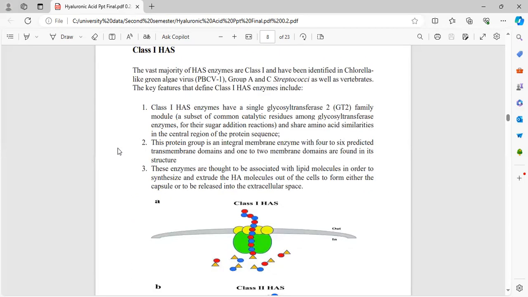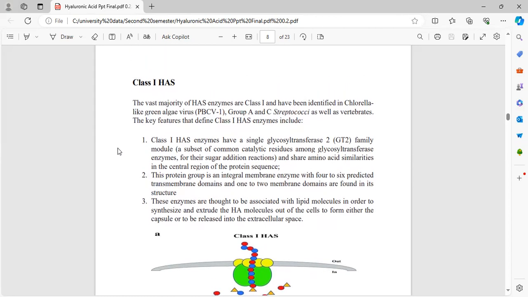Now I will explain class 1 hyaluronic acid synthase. The vast majority of hyaluronic acid synthase enzymes are class 1 and have been identified in Chlorella-like green algae virus, group A and C streptococci, as well as vertebrates.